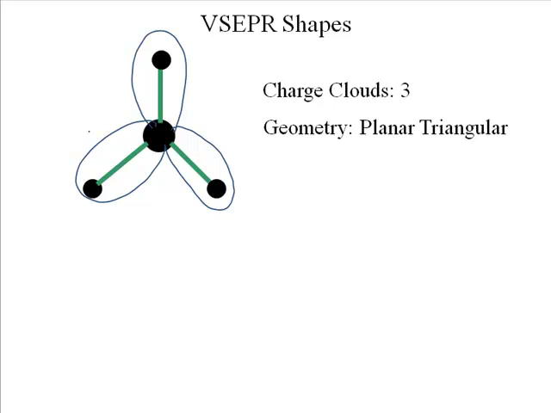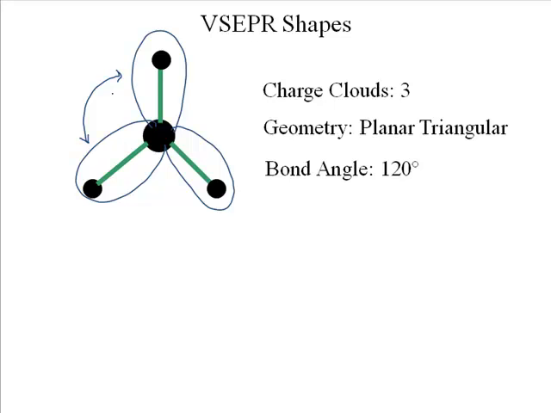Now the angle between these different bonds, any 2 that you pick, is 120 degrees. So anytime you see 3 charge clouds that are all bonds, you have planar triangular geometry. In other words, it looks like a flat triangle.